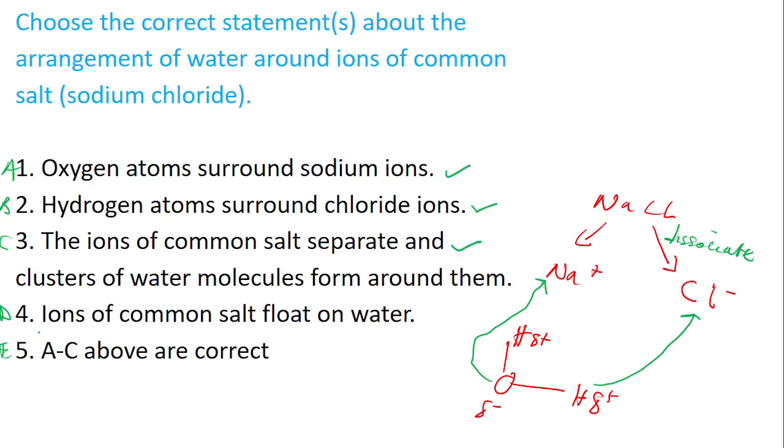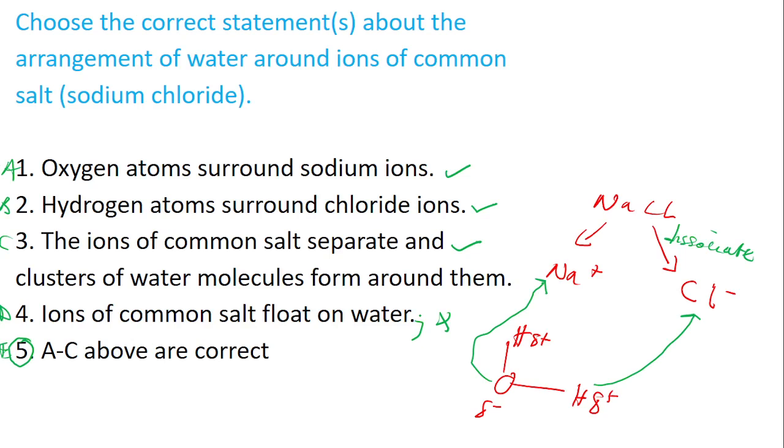So the answer is simply 5. Ions of common salt float on water. No, this is wrong, because they do not float on water. Instead, they'll simply dissociate and dissolve in water.